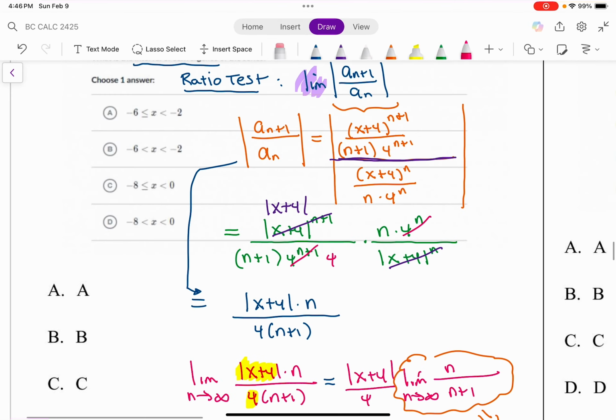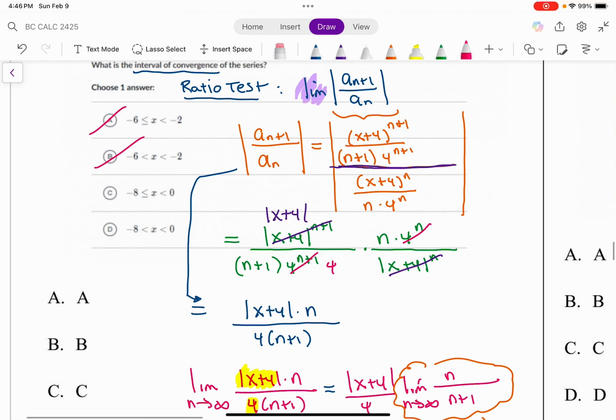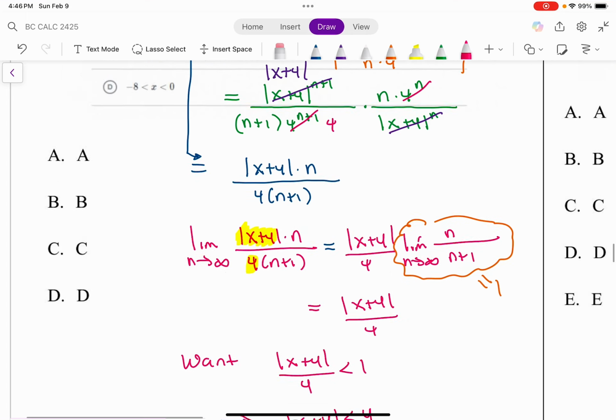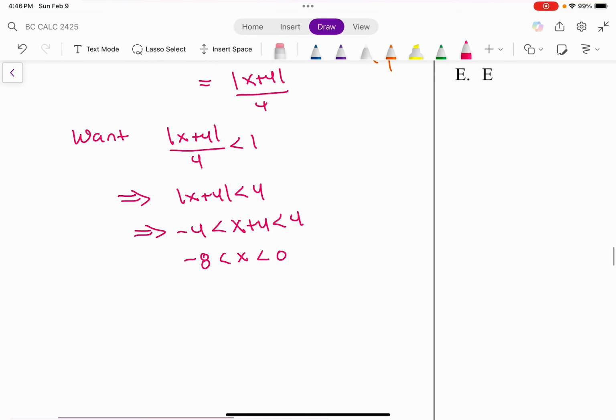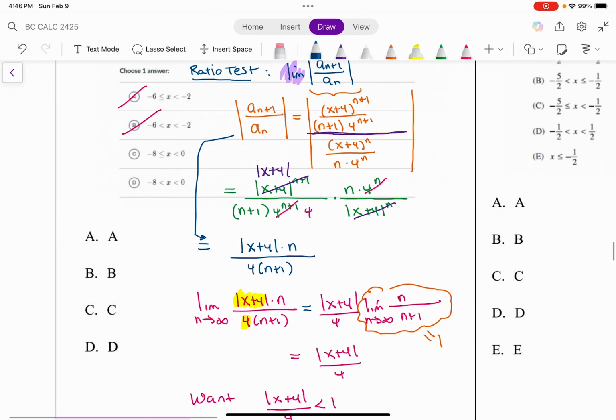Let's go look at what we can cross off. Obviously, we can cross those off. The only thing we've got to check now is -8, looking at the difference between C and D. The ratio test doesn't tell us what happens at these endpoints, so we've got to check them. We only need to check -8 because that's the only difference between answer choice C and D.